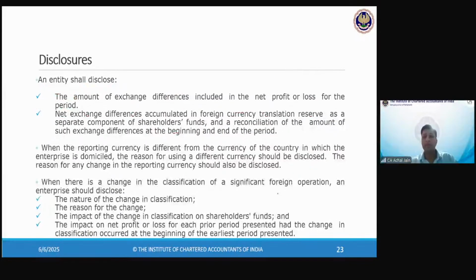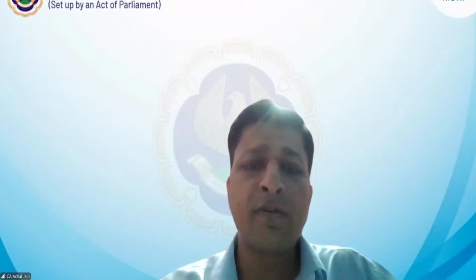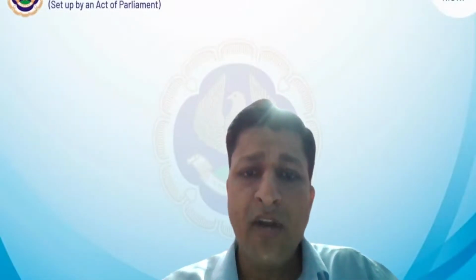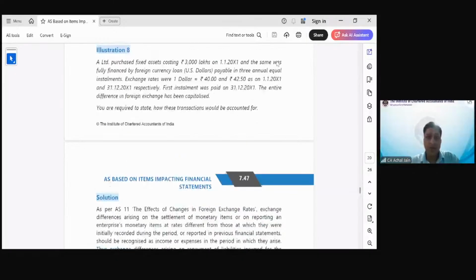Now, in relation to this, as I told you, this can be best understood with the help of some examples. So I'll take you to some examples, and through the examples, we'll try to understand this concept in more detail. Okay, so let's look at this example. A Limited purchased fixed assets costing 3,000 lakhs on 1st of January X1, and the same was fully financed by a foreign currency loan, USD, payable in 3 annual equal installments.